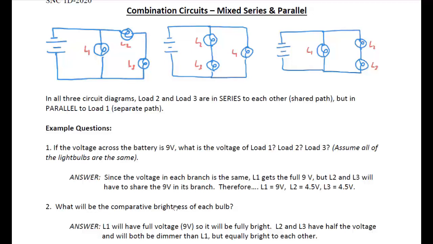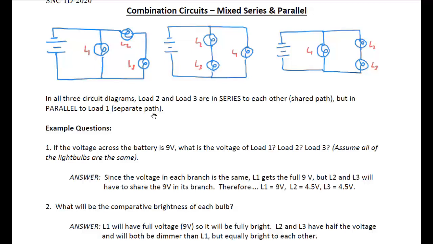What will be the comparative brightness of each bulb? Well, this one, in its unique path, is going to have full brightness because it's 9 volts. These ones have half the voltage, 4.5, 4.5, so these ones will be dimmer. Equally bright compared to each other, but both dimmer than this pathway here, the light bulb in this pathway.